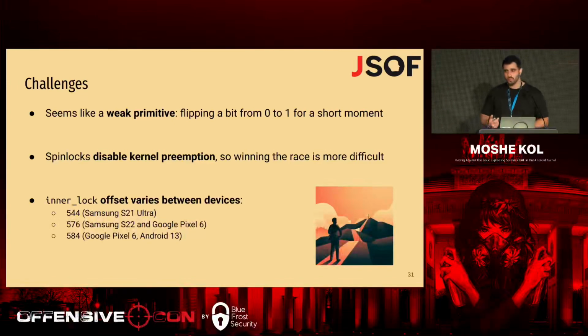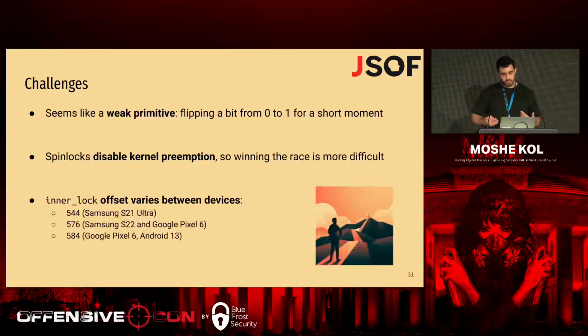And further, if we want to exploit such a tiny race condition, then we should be aware of the fact that spinlocks disable kernel preemption. So we cannot have a context switch inside a spinlock critical section. And this also applies to the lock being in the spinning itself. And on top of that, the inner lock offset, so the field on which we have the use-after-free, varies and changes between devices and versions.